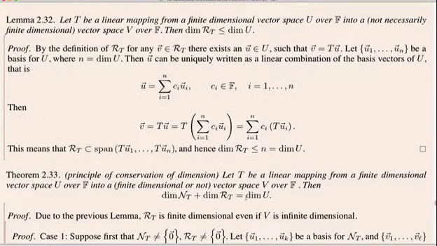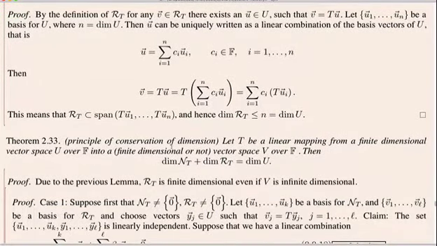The big theorem of this section is the so-called principle of conservation of dimension. It says: let T be a linear mapping from a finite dimensional vector space U over scalars F into a finite dimensional or not vector space V over the scalars F. Then the dimension of the null space of T plus the dimension of the range of T equals the dimension of U, the space where we are mapping from.